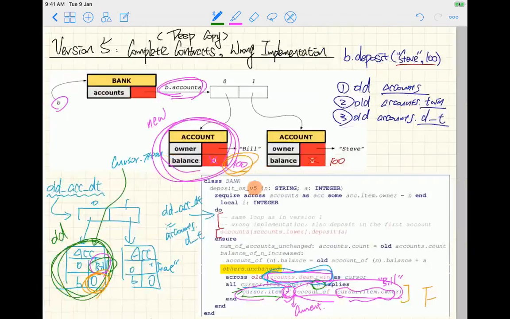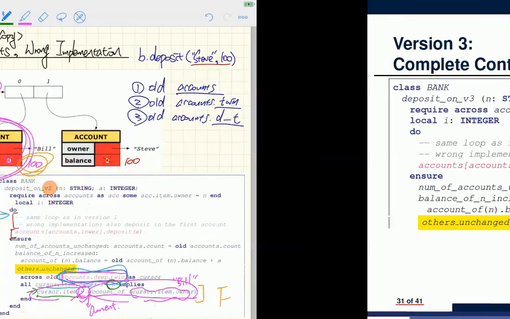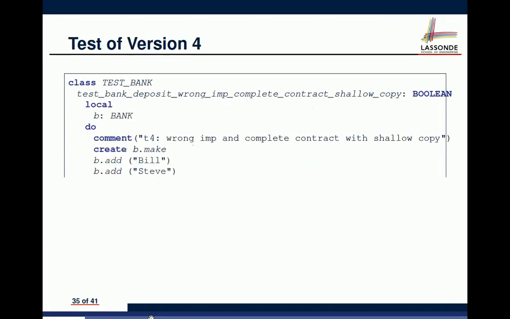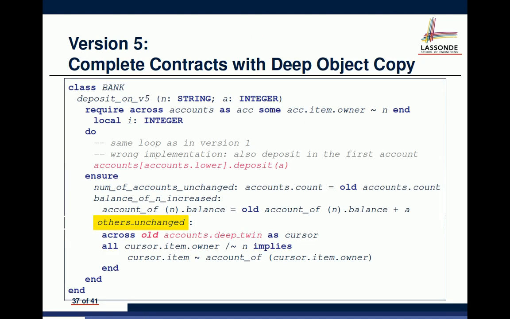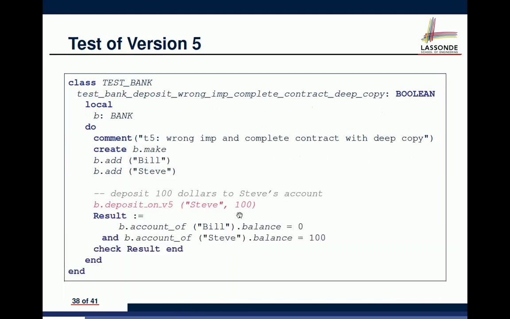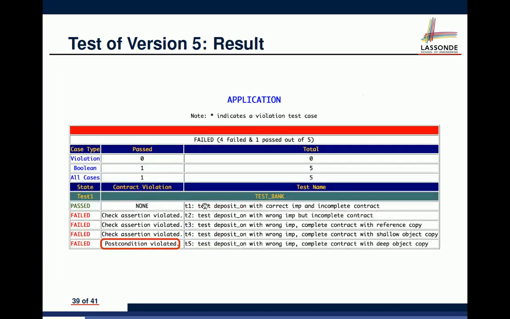Okay, so now that's about this example here. Let's go back to the slides. Again, we have done all the five versions. This is the ultimate version number five, where we try to use a deep twin. And you can see that if you try to call this particular deposit with the wrong implementation, it's going to give you a postcondition violation. That's really good, because that means we're doing something wrong for the supplier internally, but the contract is going to catch that error and tell you, oh, you haven't satisfied the contracts.